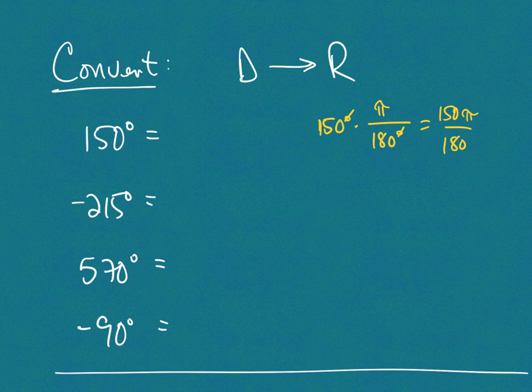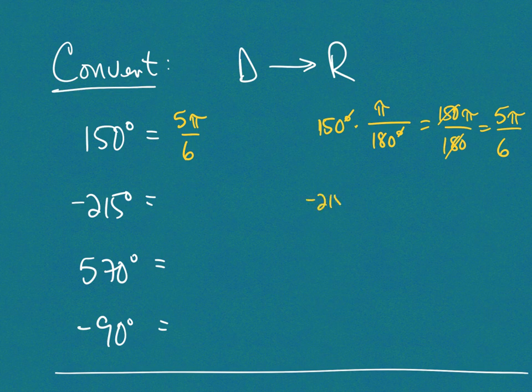And if we cancel a 30 in the top and a 30 in the bottom, what we'd have left is 5 pi over 6. And we usually don't punch out the pi as a decimal. We usually don't use 3.14159265535 as a decimal. We usually just leave our answer in terms of pi. Okay? So let's just try a couple more for practice.